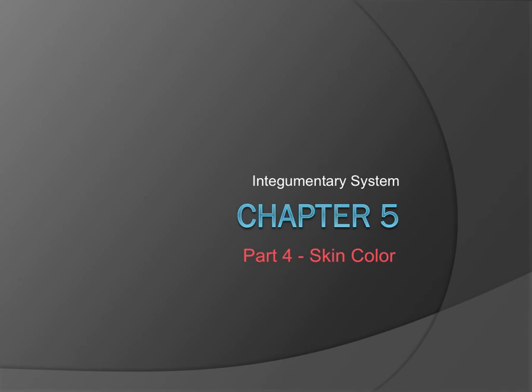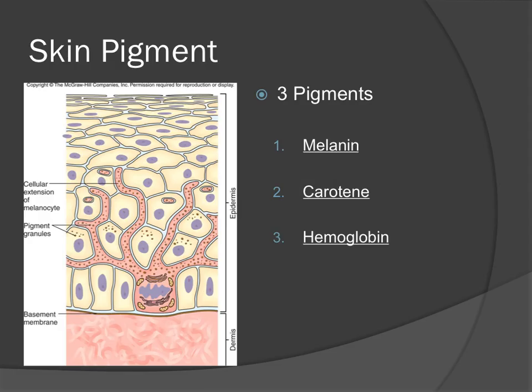Our Part 4 video within Chapter 5 covers skin color. We'll talk about the three main pigments that create different skin colors. The three pigments that are primarily responsible for skin color are melanin, keratin, and hemoglobin.